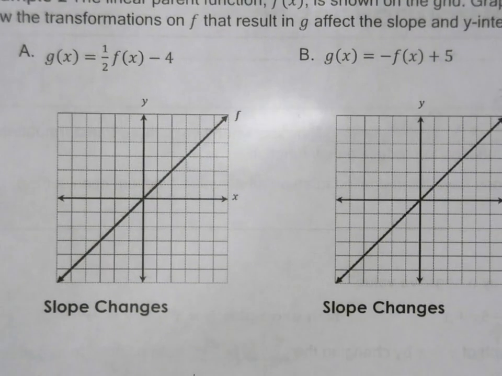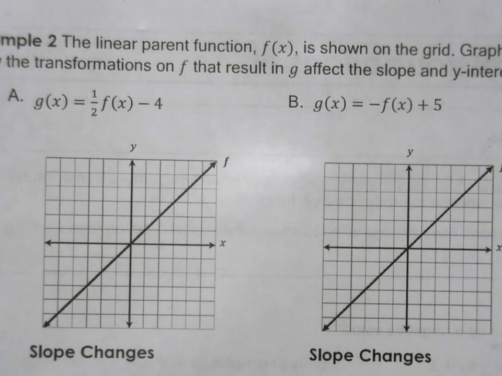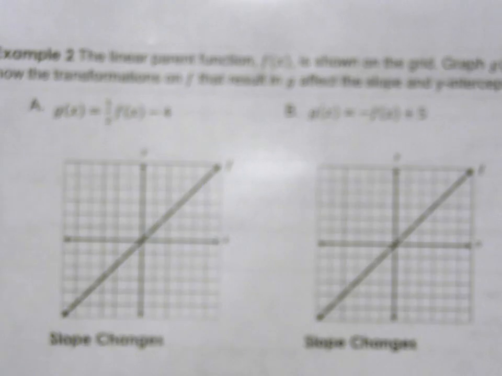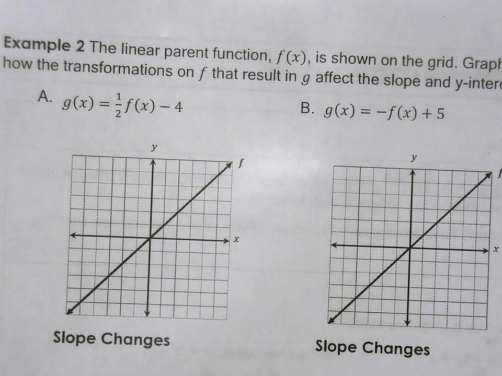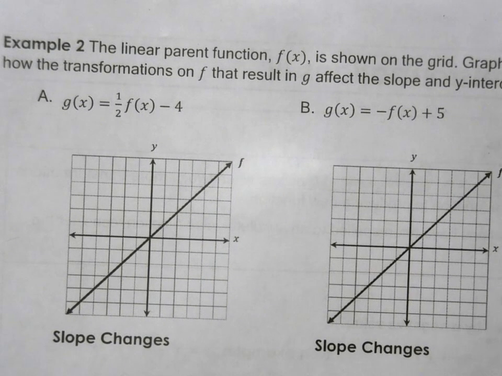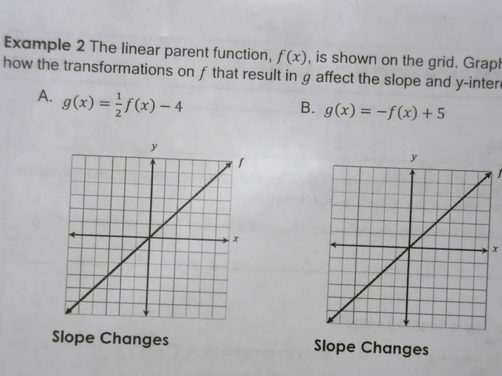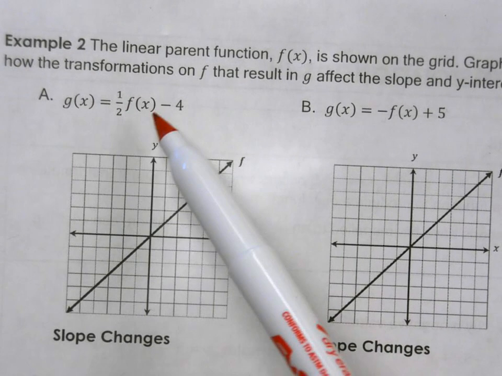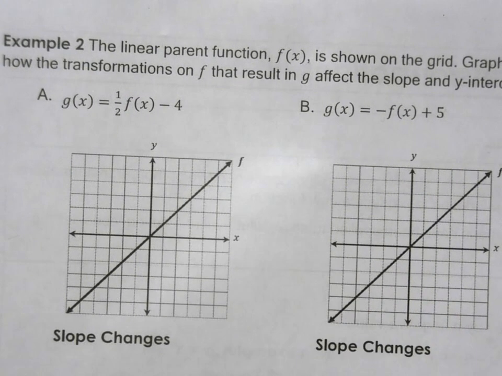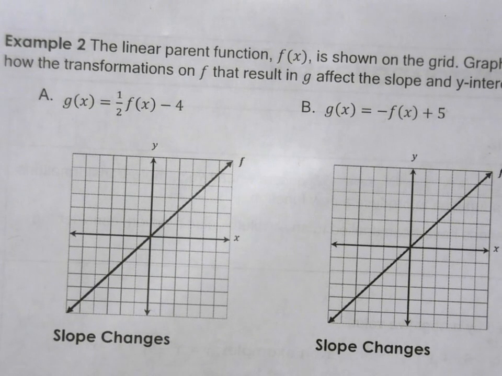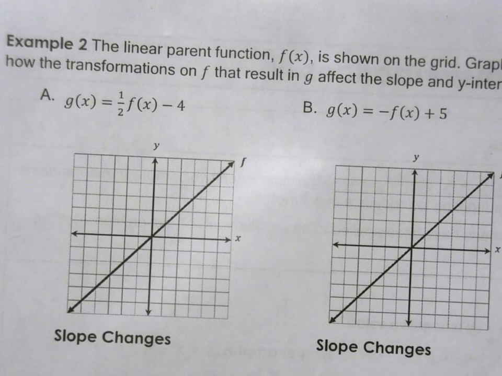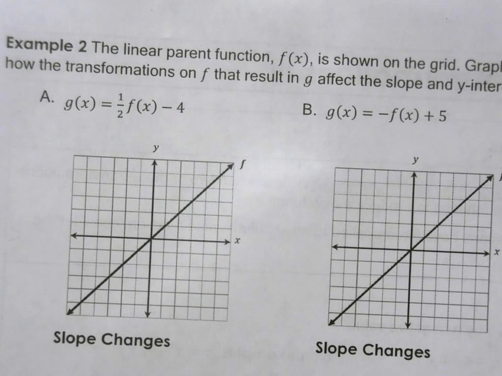So on the back side, the linear parent function, f of x, is shown on the grid. Graph g of x on the same grid and describe how the transformations on f that result in g affect the slope and y-intercept.